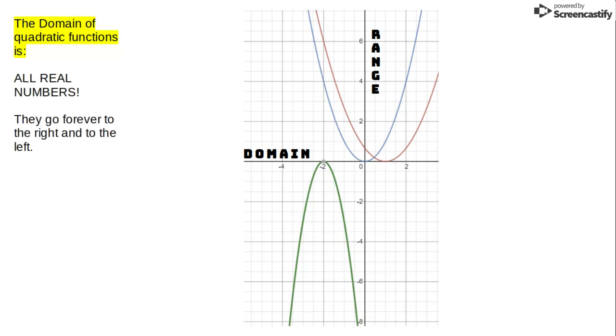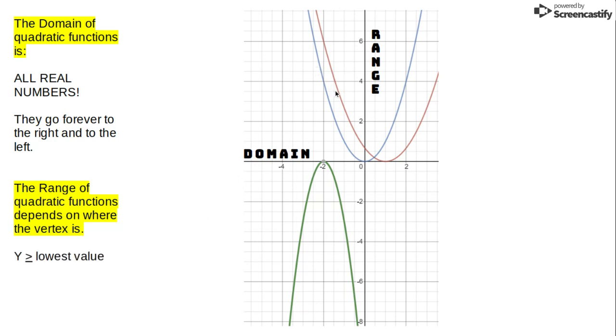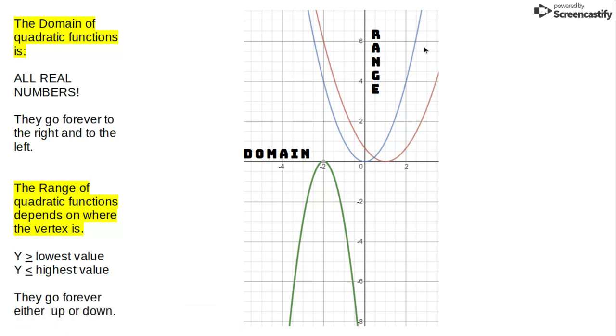All right, let's talk about the range. The range depends on where the vertex is, kind of like those V shapes we just looked at. It's actually the same thing. The range of these two top ones is that y can be anything that's greater than or equal to 0. So we would put a 0 right here. And for the green one that's down here, we would say that y can be anything less than or equal to 0. So again, we would put a 0 right there. And they go forever, but only in one direction, either forever up or forever down.